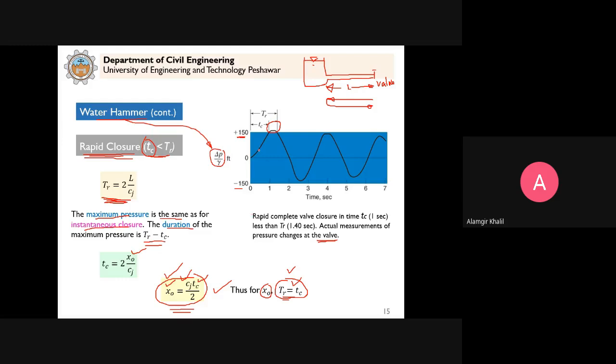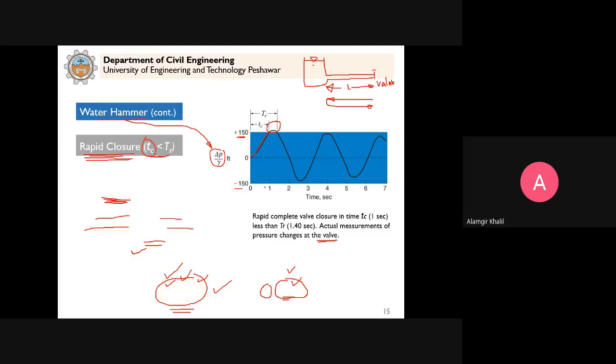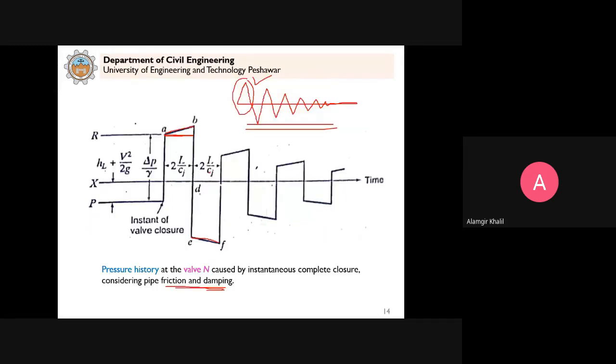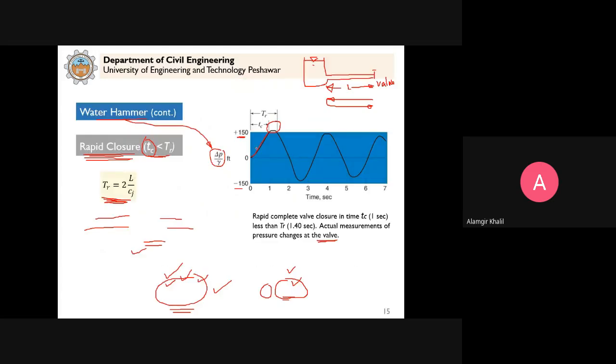Now another difference between this rapid closure and the instantaneous closure is the sloping line. You see here the sloping line. What was the line in the previous case? Let's see here, a vertical line. Instantly the pressure increases. But in this case, you see here the sloping line.